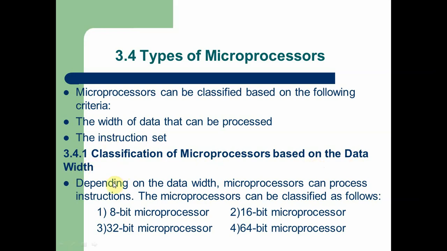Depending upon the data width it can process, microprocessors can be classified into four types: 8-bit, 16-bit, 32-bit, 64-bit. Here, the bit refers to the word size of the microprocessor. This is one of the important characteristics of a microprocessor, which we already discussed in topic 3.2: clock speed, word size, and instruction set.